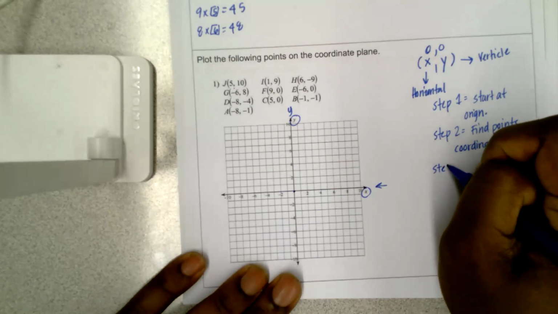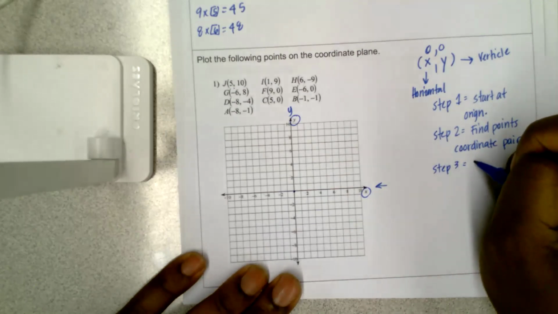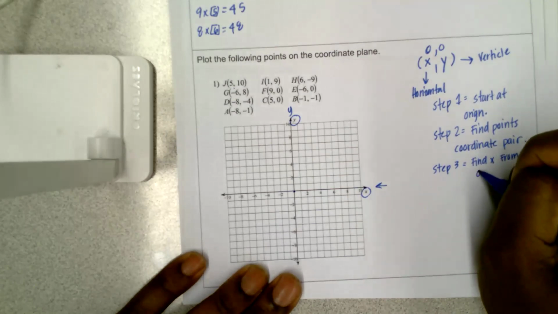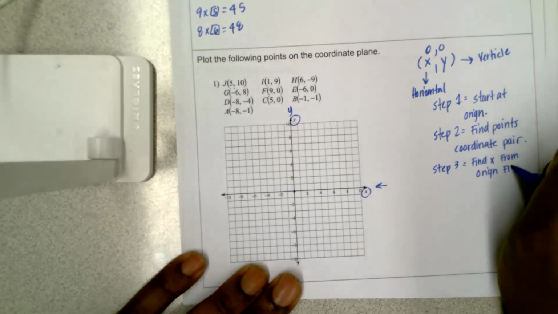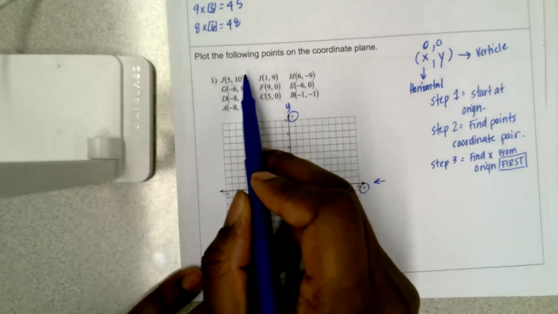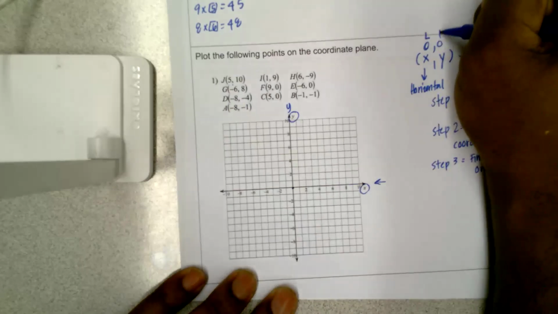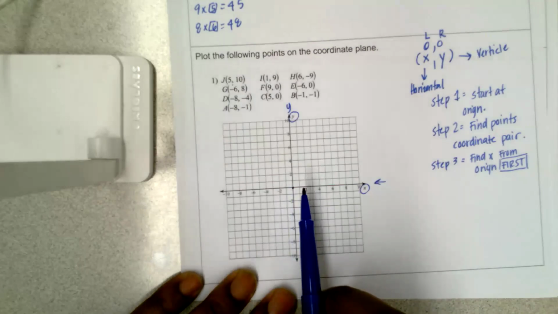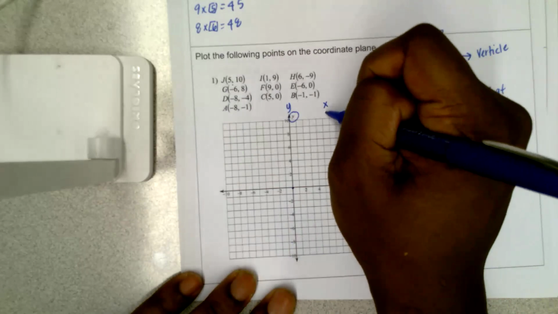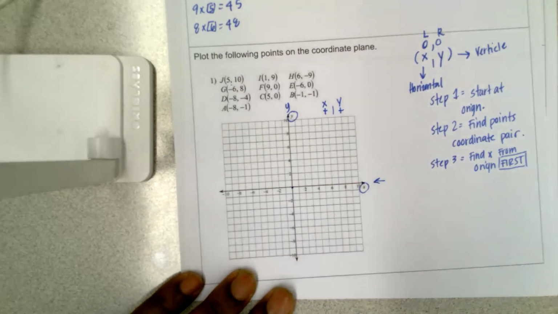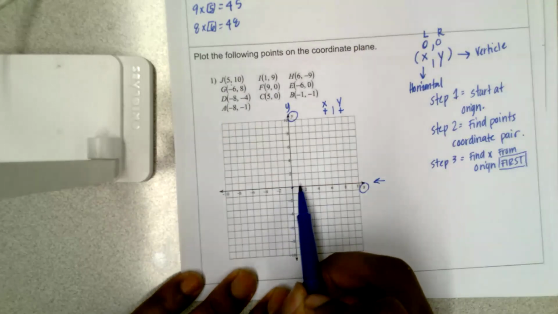Step 3, find X from origin first. I want to see this written on your paper. So my X is always on the left and my Y is on the right. My X is on the left, my Y is on the right. So my X is 5. I know 5 is positive, and I know my X is positive on this side, and my Y is also positive on this side. So start at the origin, go to 5.